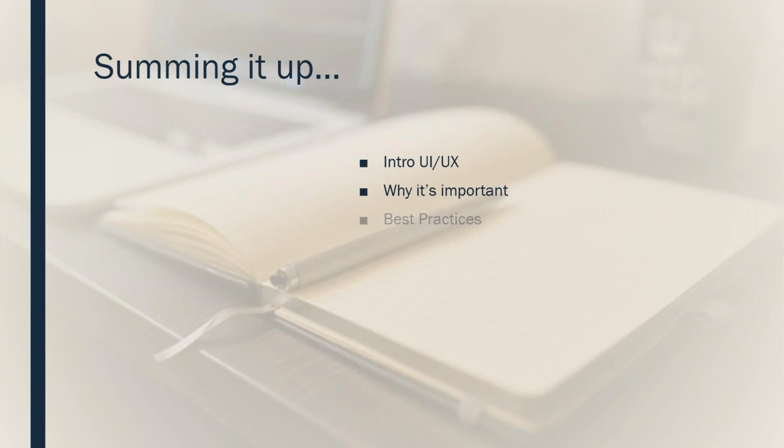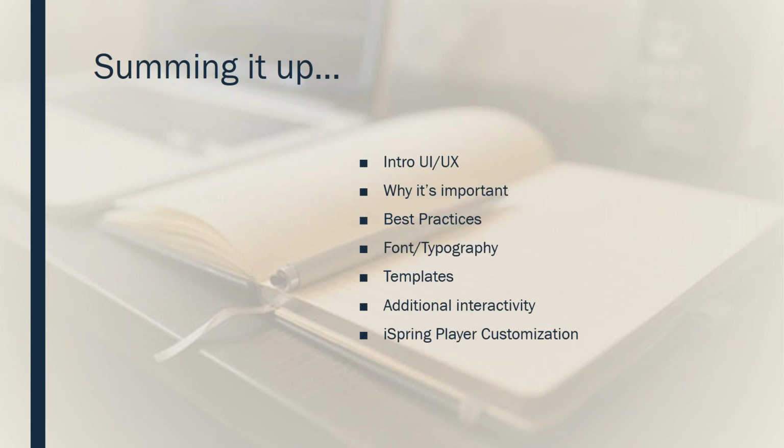So again, we talked about what UI and UX is, why it's important, some best practices. We focused a little bit on typography, but we also talked about, as we just mentioned, templates and how to use them and how they're a great starting place. We looked at ways of adding interactivity, say with triggered responses, and we also looked at how the iSpring player can be customized to make sure that the learner gets the best experience.